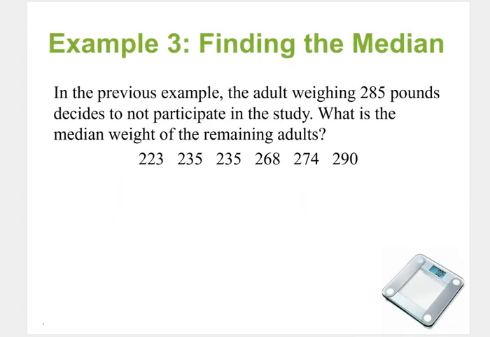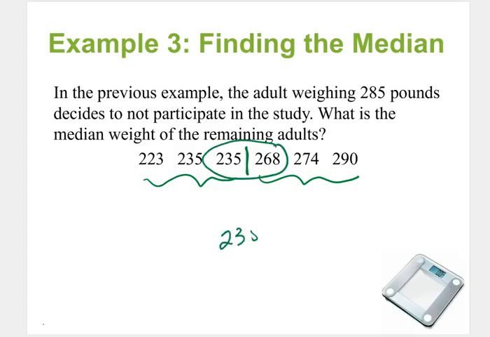All right, what if the adult that weighed 285 pounds decided he wasn't going to participate anymore? What would the median weight of the adults be if he or she decided not to be part of the study? So they're in order already. Notice at this point, we have 3 on this side and 3 on this side. So we don't have an actual number in the middle. So we would take these 2 data points in the middle and we would find their mean.